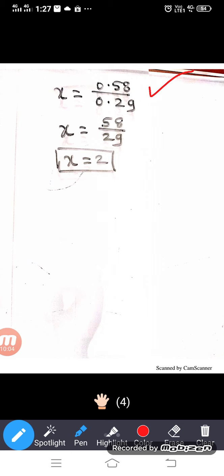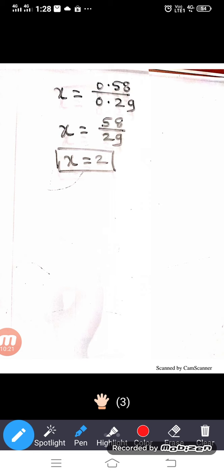In numerator and denominator the decimal point precedes 2 digits, the same. Then the decimal point gets cancelled. Then x is equal to 58 upon 29. 29 times 2 is 58. Then we get the value of variable x is equal to 2.